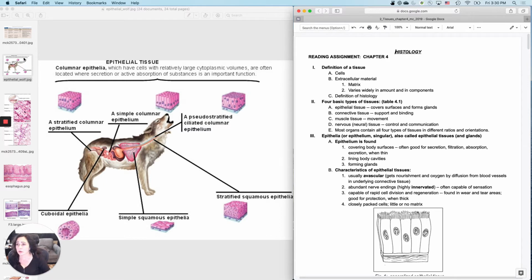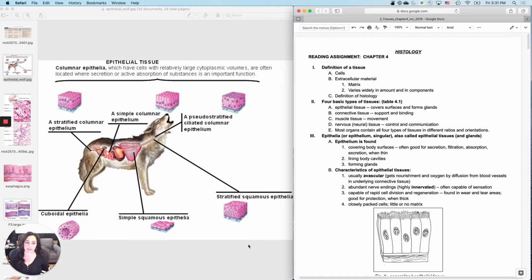Okay, so now let me introduce you to epithelial tissue in general. Epithelia is plural, epithelium is singular, and sometimes you can also call them epithelial tissues. But the word epithelial is an adjective and it needs the word tissues after it. So where do I find epithelium? Again, we already talked about this. So we're going to find epithelial tissue, and that's what you're seeing in this figure right here.